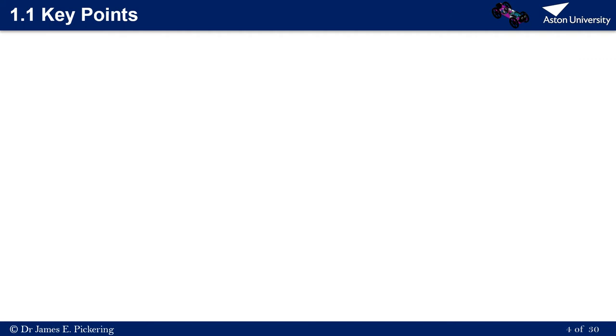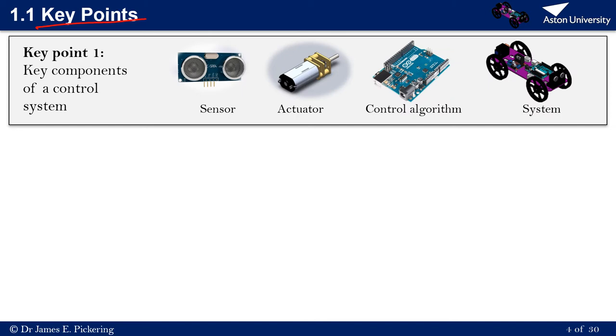Now I'm going to talk to you about the key points. This is effectively what I want you to take away from this talk. Key point one: I want you to understand the key components of a control system. So the sensor, the actuator, the control algorithm, and the system.